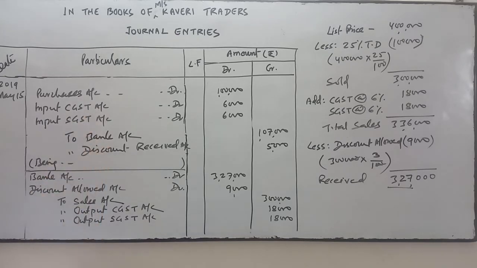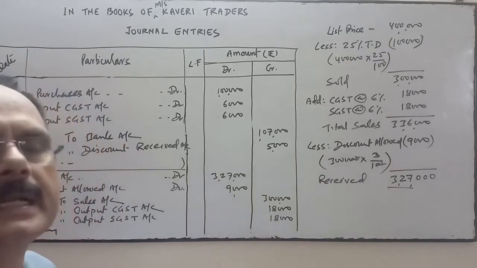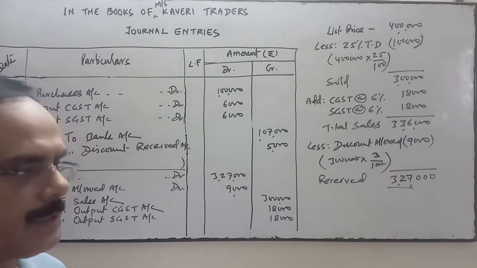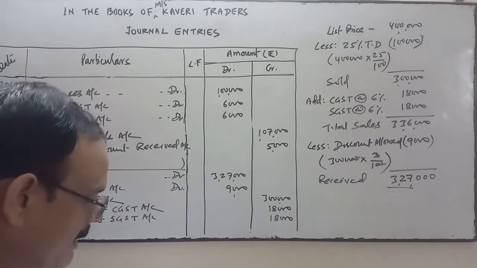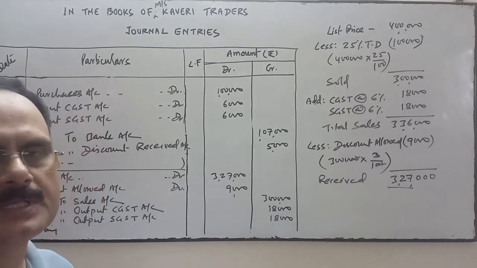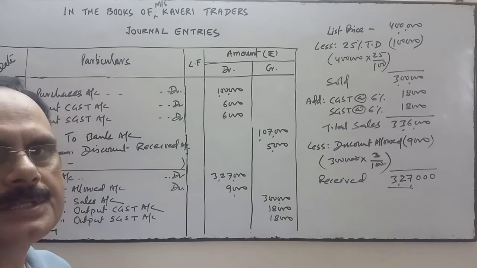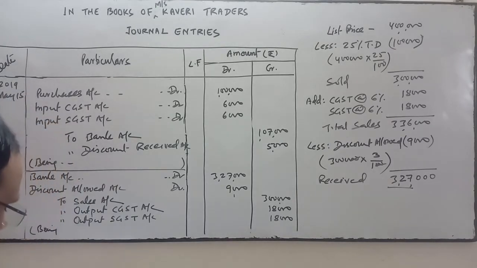Input CGST or input GST is an asset and output GST is a liability. Narration will be: being goods sold at 25% trade discount and 3% cash discount with CGST and SGST at the rate of 6% each, and full payment received immediately by check. This will be the narration.